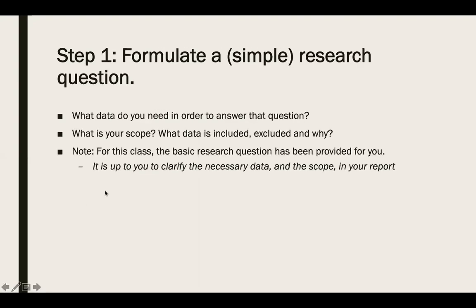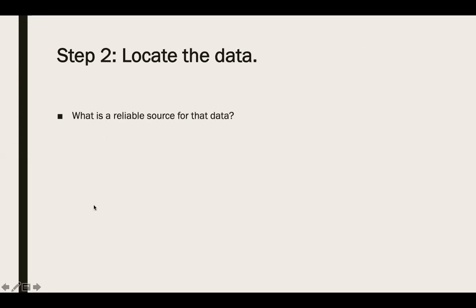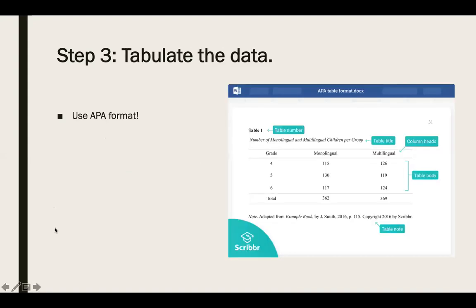So even though I provided the research question, it is your job to clarify the necessary data and the scope in your report. Of course, you have to locate the data, and we did a chunk of that last week, looking at trade journals in the library, and also looking at retail sites for prices online. And you do have to include at least 2 graphics, 1 table and 1 graph.